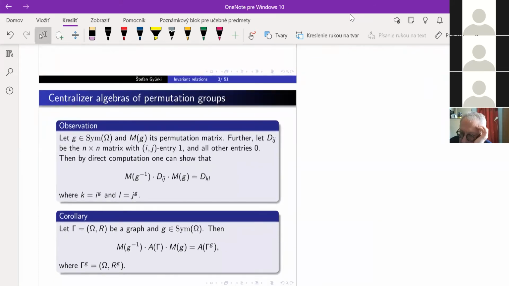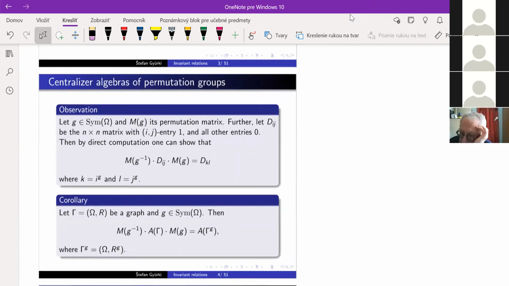Now, we will join these two things in such a manner that I can define for each dart ij a matrix which is containing in the ith row and jth column 1, and all other entries are zeros.